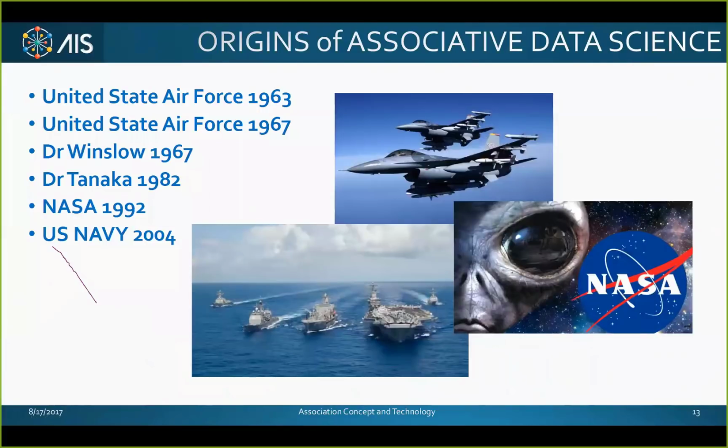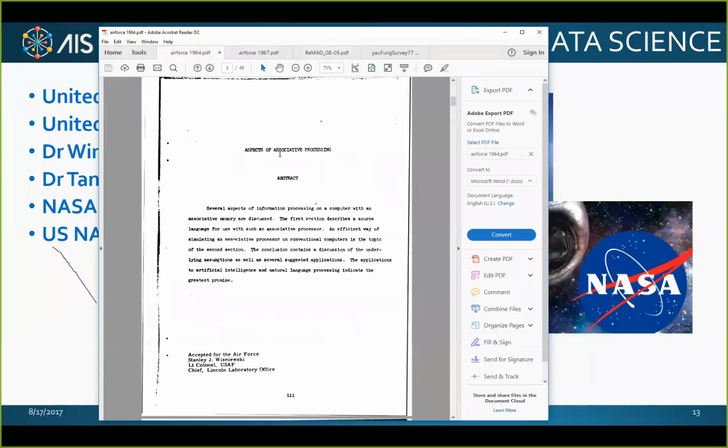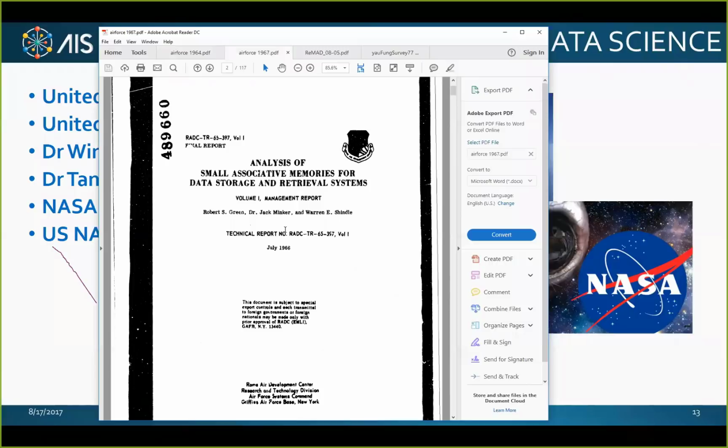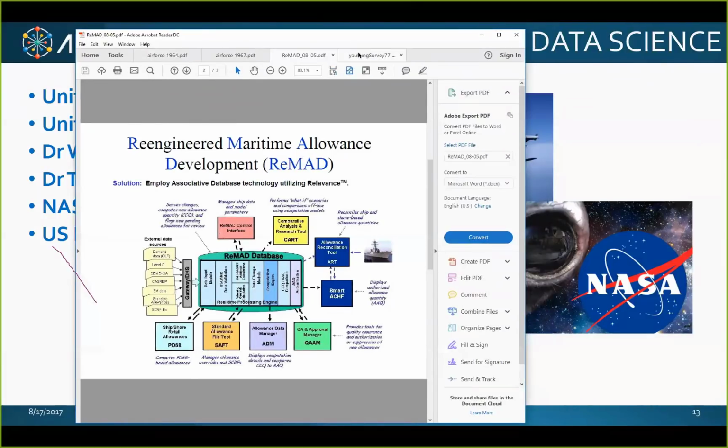The origins of associative technology are essentially the United States Air Force back in 1963. Let me see if I can actually show you that document. This is the document going back to 1964. Here's a publication, as you'll see at the bottom, submitted to the U.S. Air Force. Then again in 1967. This is the Navy project, REMAD. As you can see, again, all designed around associative technology.